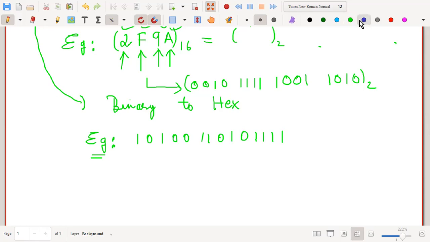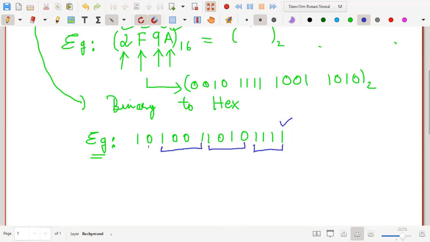Let me just use a different color here. So you would start from the LSB. Now you know that this is our LSB, the last one, isn't it? Start dividing this from the LSB into groups of 4. In this case, you will have to do a group of 4, because you are doing the conversion from binary to hexadecimal. So a hexadecimal digit is represented by a group of 4 binary digits. Okay. So here again 1, 2, 3, 4, and then here you have this 4.